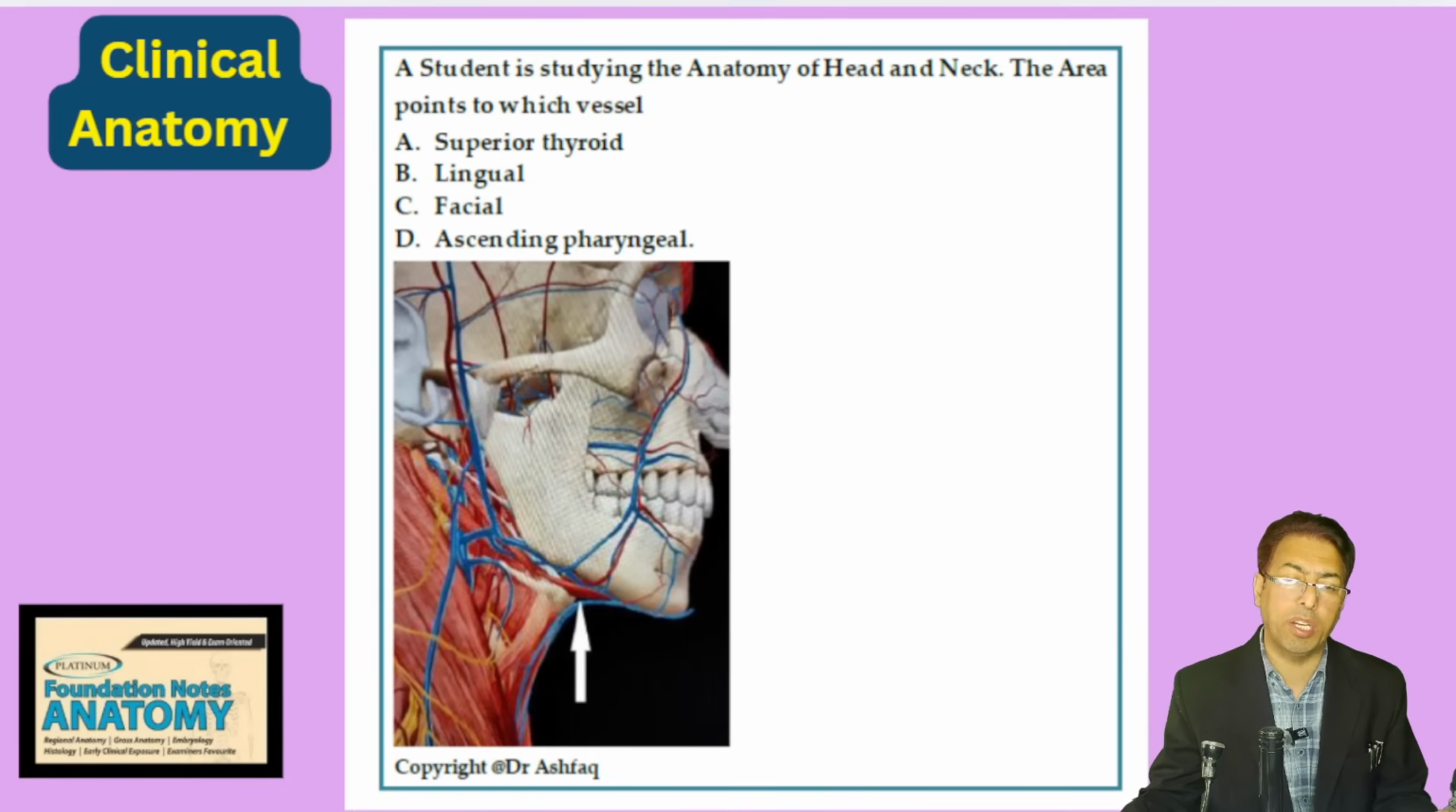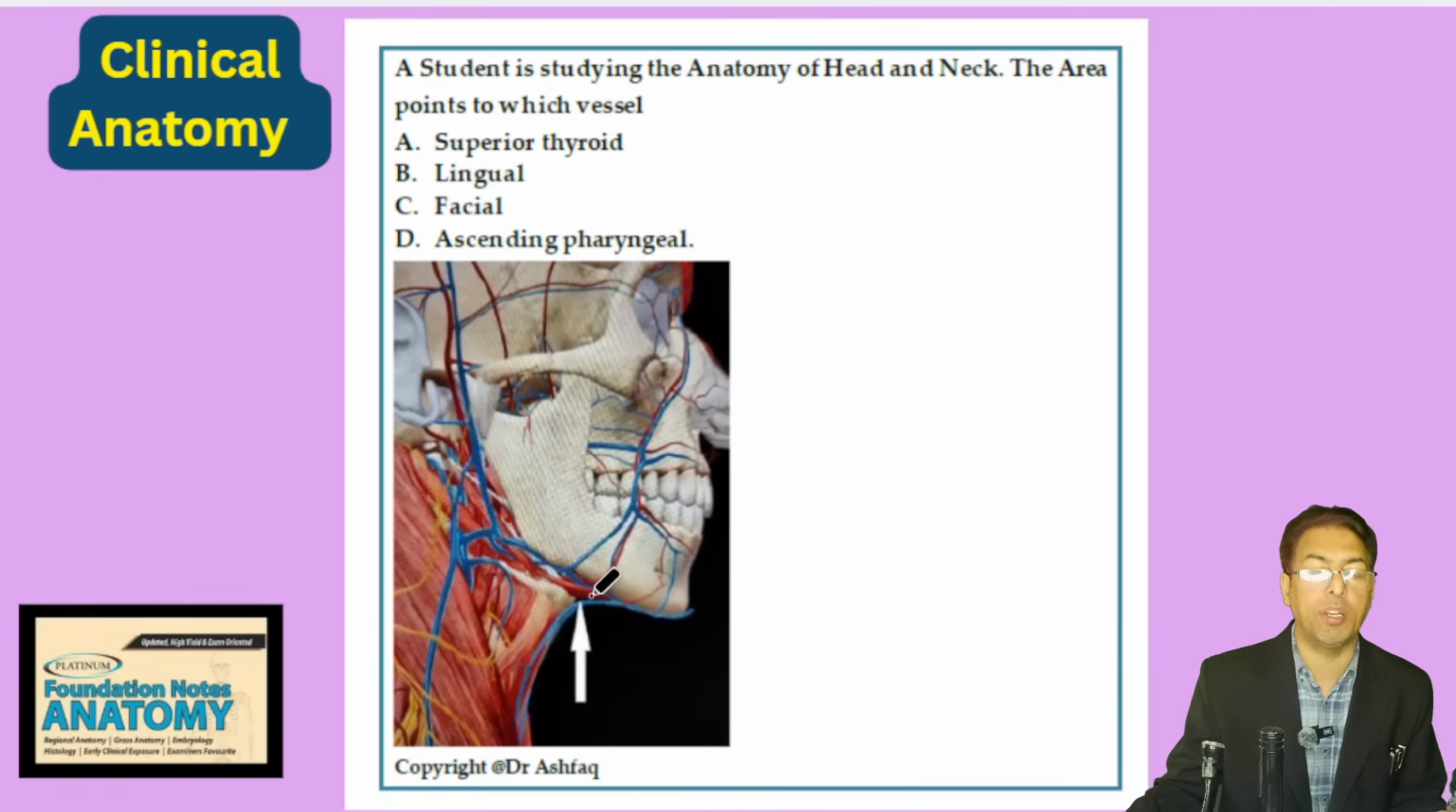So over here you are given the image of, I would say, a head and neck region, in which the student is studying anatomy of head and neck, and there's an arrow pointing to an area, and you have to say to which vessel it points: superior thyroid, lingual, facial, ascending pharyngeal. As you can see, there's a red vessel over there, which is preferably an artery, and the artery lies at the level of the angle of the mandible. And you can see that it has a bit of a tortuous course. What vessel is it?